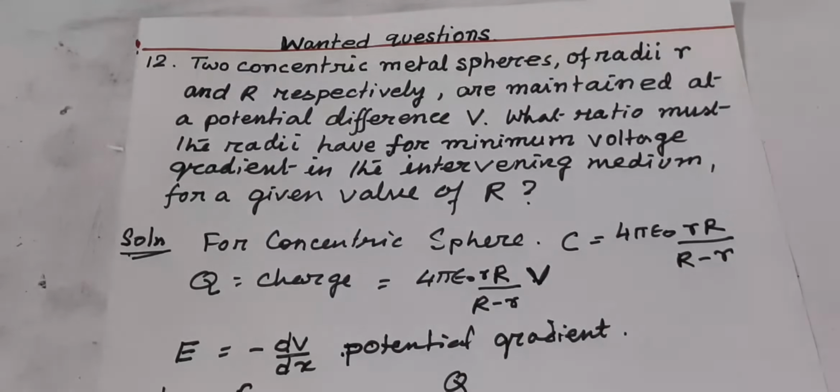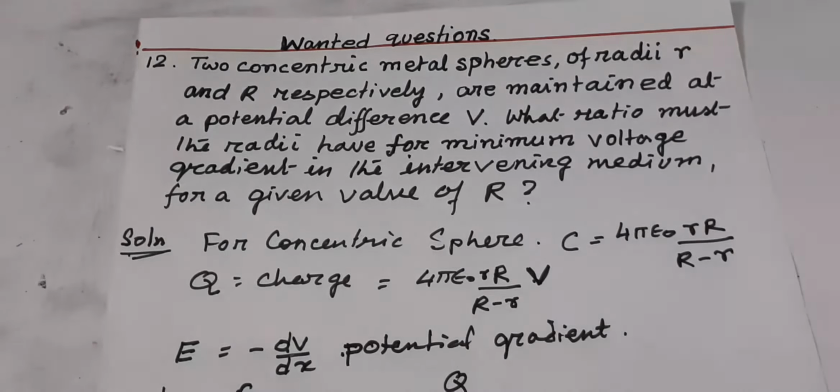Now problem number 12. Two concentric metal spheres of radii smaller and bigger respectively are maintained at a potential difference V. What ratio must the radii have for minimum voltage gradient in the intervening medium for a given value of r? That means we have to find the relation between smaller and bigger.